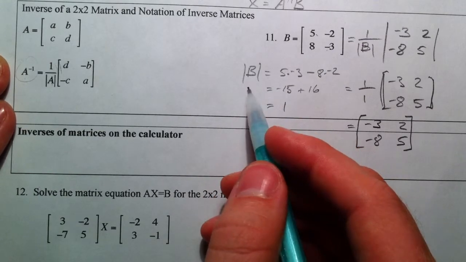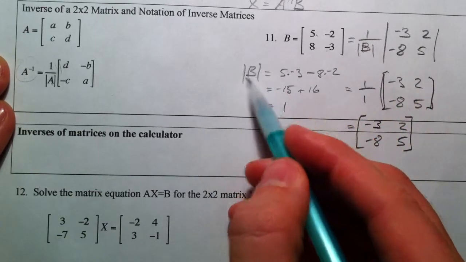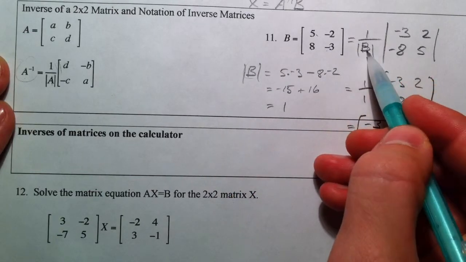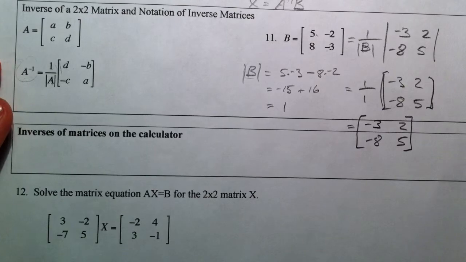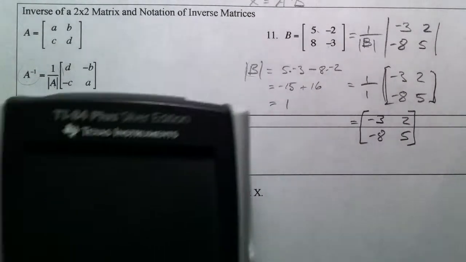Thing to keep in mind, if your determinant is 0, you can't have an inverse matrix. And so that's what we were sort of talking about in the last one. If your determinant is 0, you'd have to divide by 0 here, and that's impossible. Can't divide by 0.